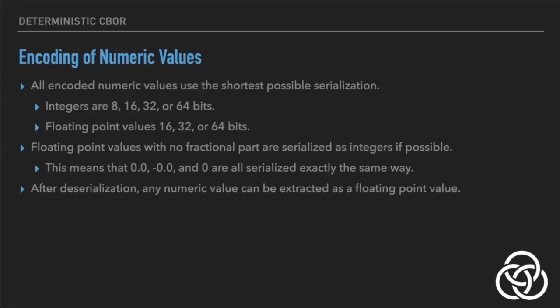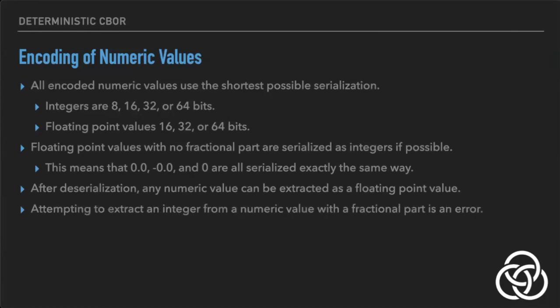When you deserialize in dCBOR, you get back this structure called CBOR. It's basically an enumerated type, and it's nested, so it can contain other CBOR objects. And so you parse this to extract values from it. When you reach your point, you can say extract this value as a floating point value. And if it's a numeric value, it will just give it back to you. It doesn't matter whether it was encoded as an integer or a floating point value. However, attempting to extract an integer from a numeric value that was serialized as floating point and has a fractional part is an error.